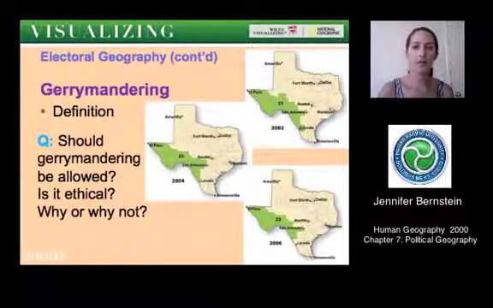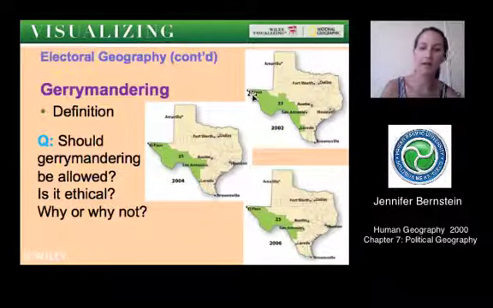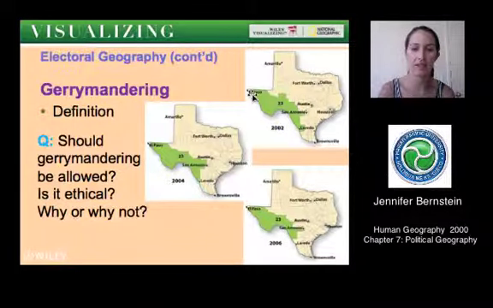So you can see here we have 3 maps of Texas. What's highlighted in green is the 23rd Congressional District. You can see it right here. And this first map is shown in 2002. The district was 55% Hispanic, 41% Caucasian, and 4% other ethnicities.